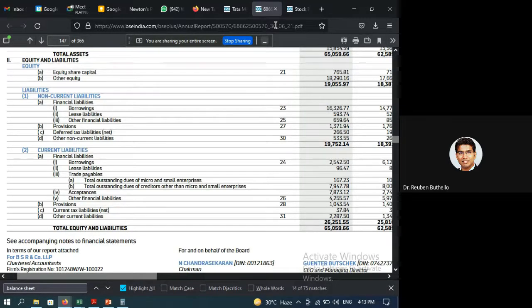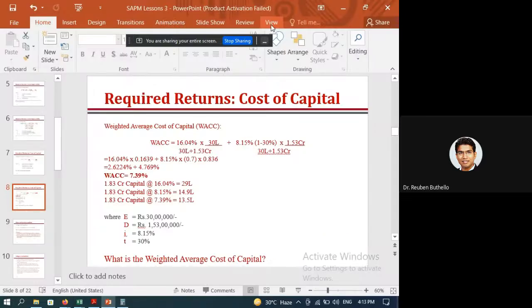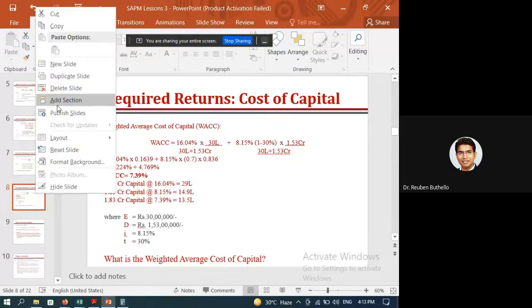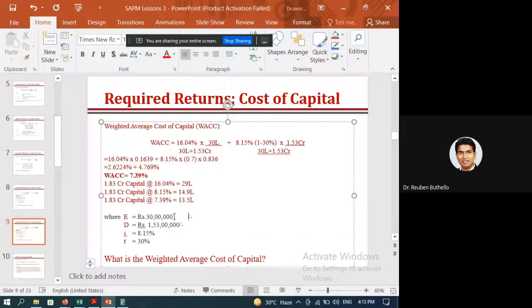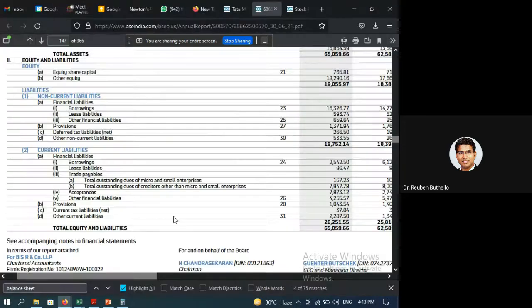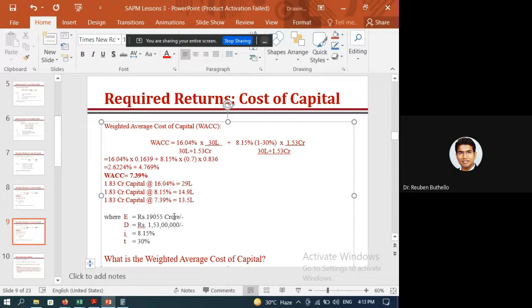So ideally, what I should have done was, over here, I'll just duplicate this slide. This should have been 19,055 crore, and this should be 19,752 crore.